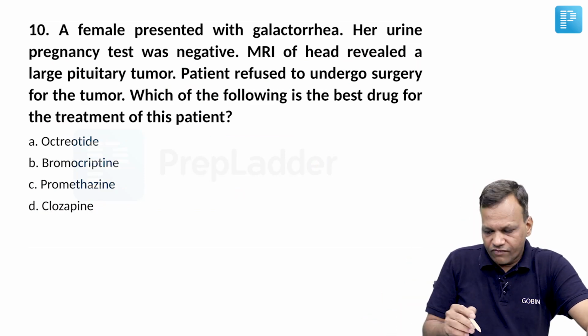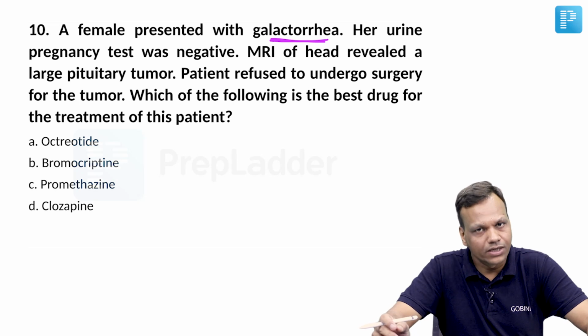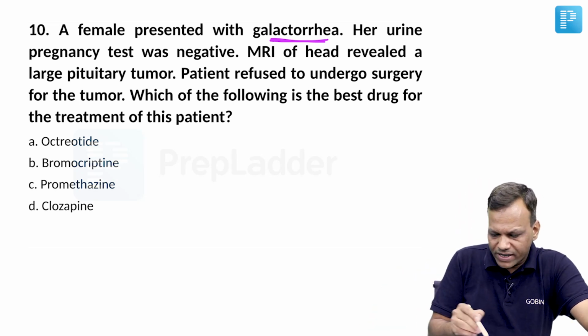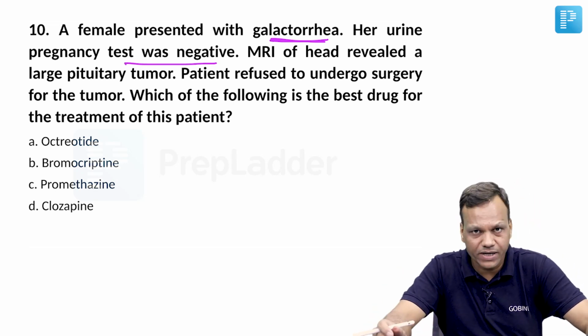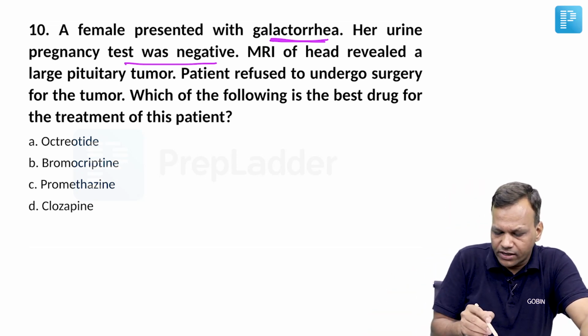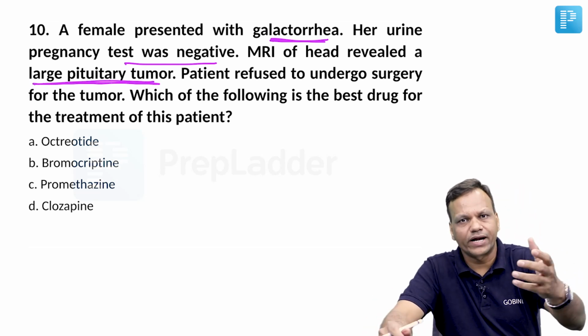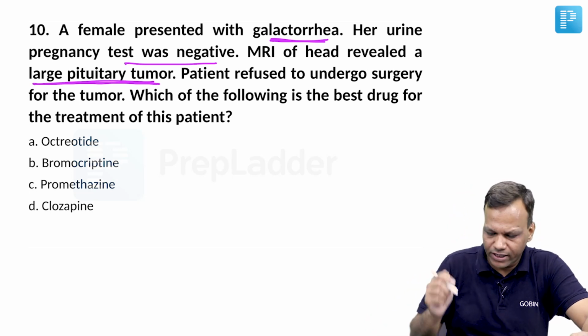Moving to next question. A female presented with galactorrhea. Galactorrhea occurs due to which hormone? Yes, prolactin. So her urine pregnancy test was negative. Prolactin is high in pregnancy, but pregnancy is not there. So MRI of the head revealed a large pituitary tumor. So which tumor is more likely to be? Yes, prolactinoma. So likely to be prolactinoma.